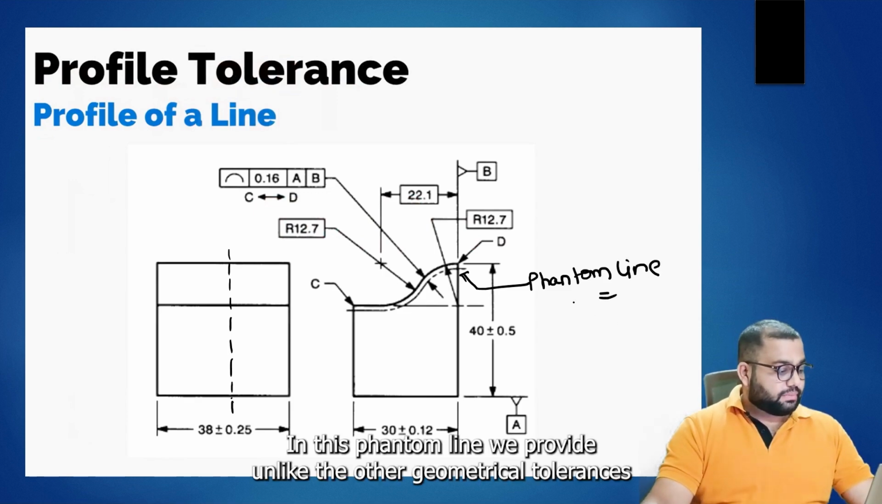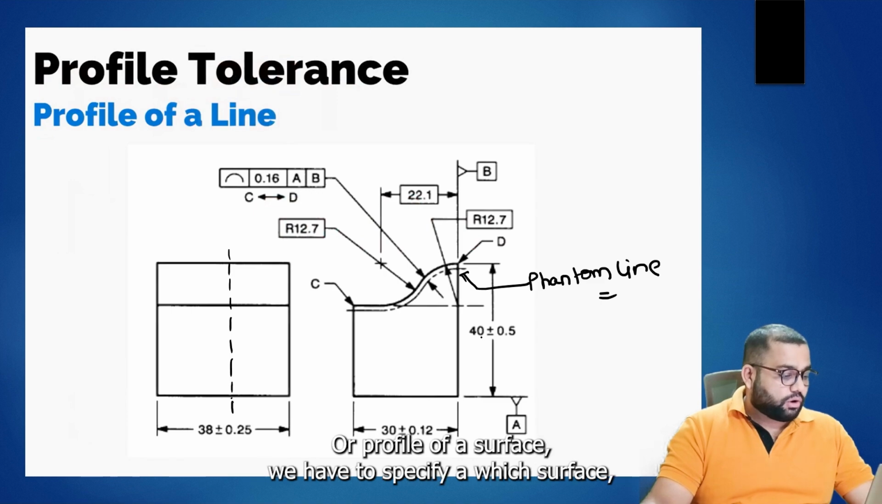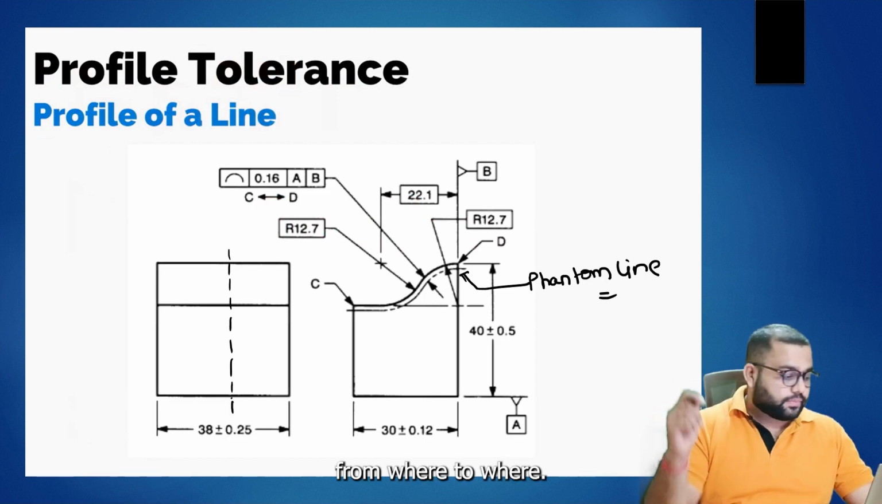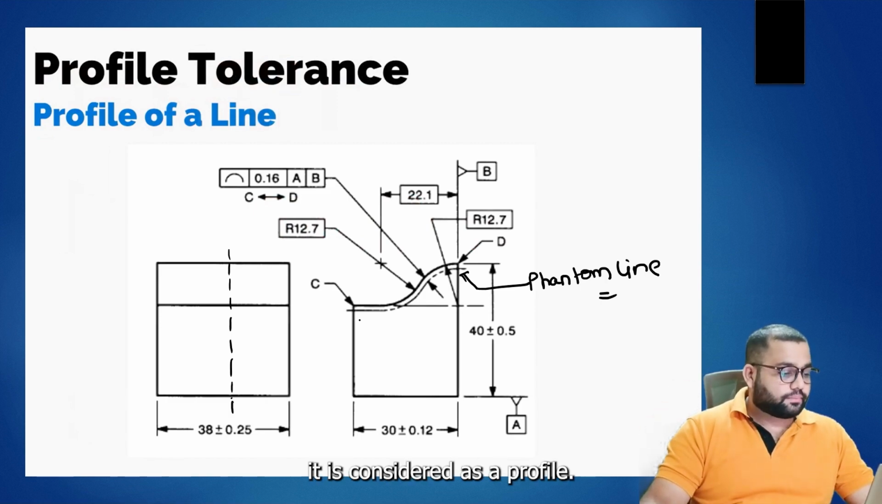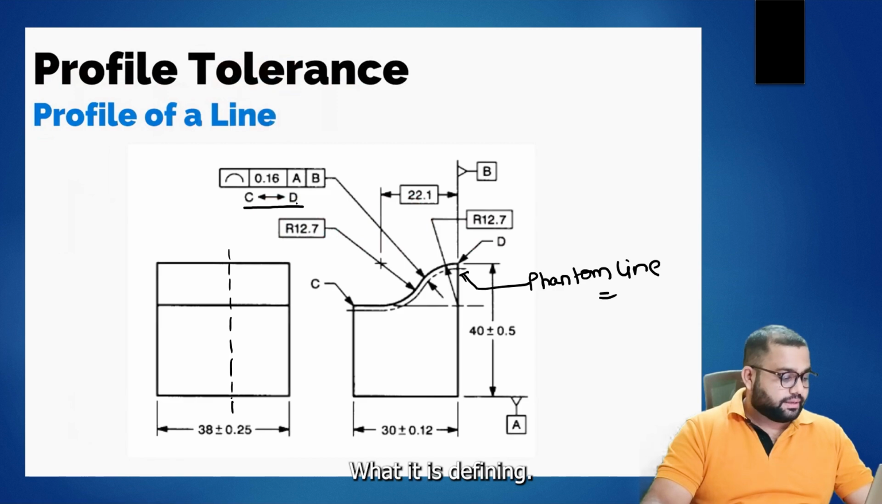Okay, this phantom line we provide, unlike the other geometrical tolerances, when it comes to a profile of a line or profile of a surface, we have to specify which surface, from where to where, it is considered as a profile. So in this you can say that this symbol we are using, C to D. What is it defining?